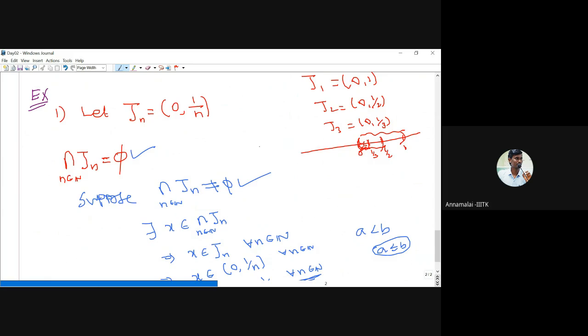Suppose we include 0 and take 1 by n as open. Suppose we call this Jn. Now the intersection of Jn should be the singleton {0}, so it only contains 0.